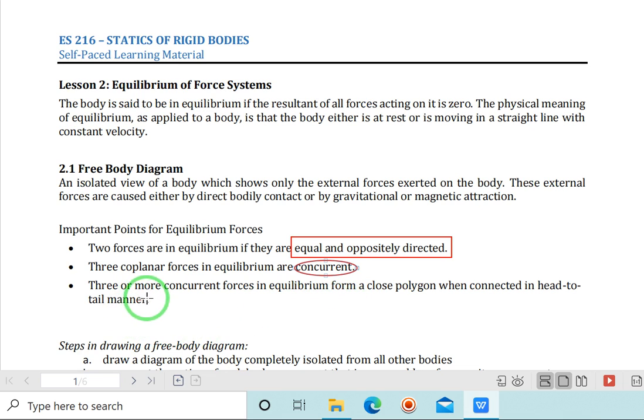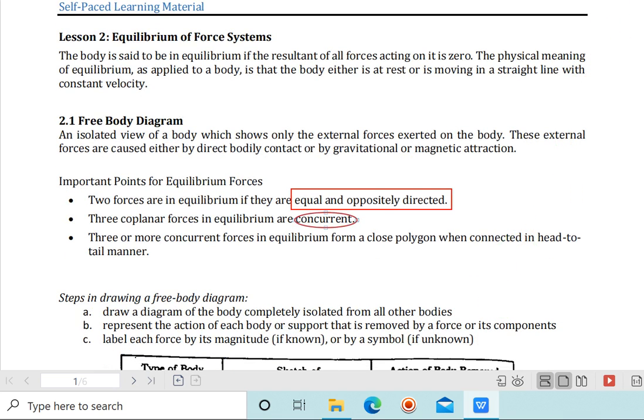Then three or more concurrent forces in equilibrium form a closed polygon when connected in a head to tail manner. So let's say for example that you have this force F1, this is your head, this is the tail. And then you connect this one, and this is your F2. Then you have another force F3. So if these forces are in equilibrium, they should create a closed polygon. So that is for three concurrent force systems.